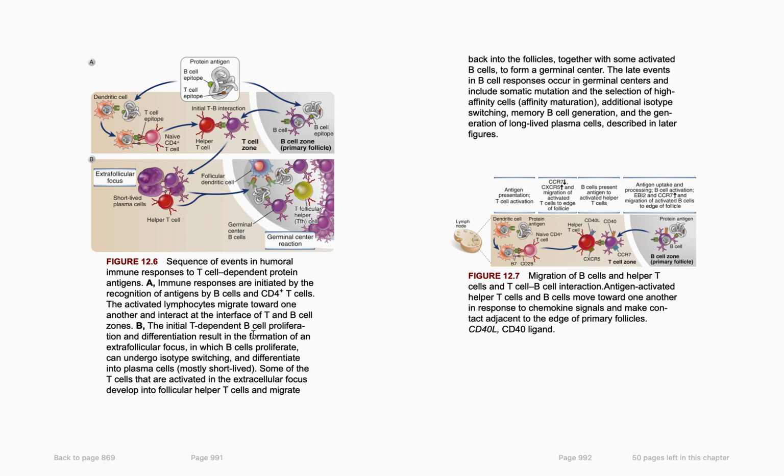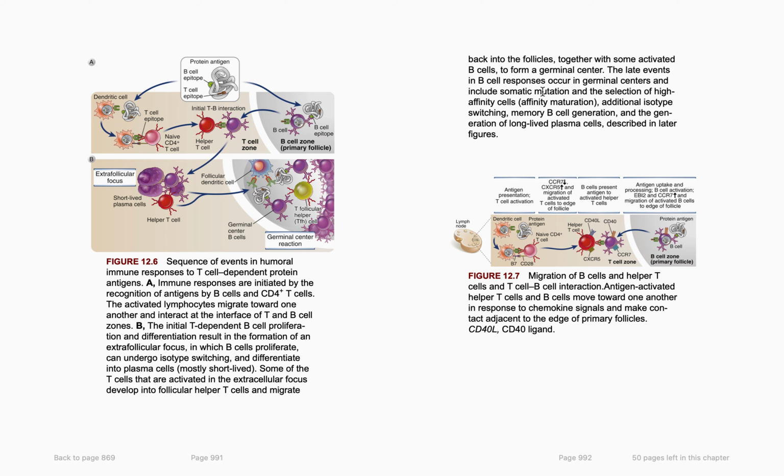The initial T-independent B cell proliferation and differentiation result in formation of an extrafollicular focus, in which B cells proliferate and can undergo isotype switching, and they differentiate into plasma cells, mostly short-lived. Some of the T cells activated in the extrafollicular focus develop into follicular helper T cells and migrate back to the follicles together with some activated B cells to form germinal centers.